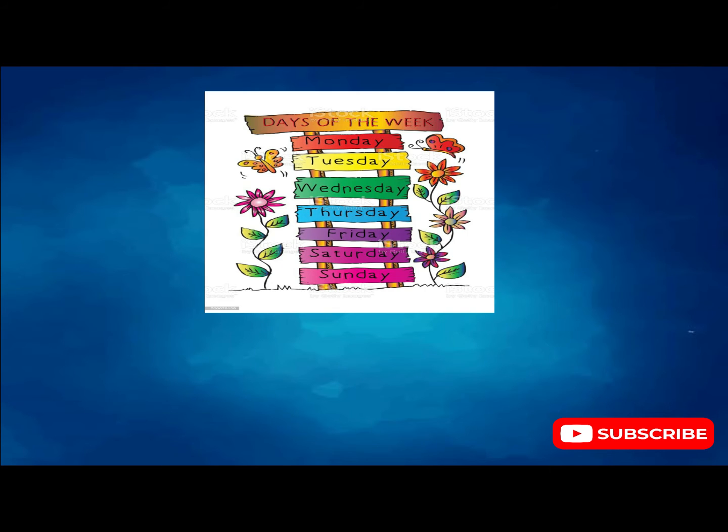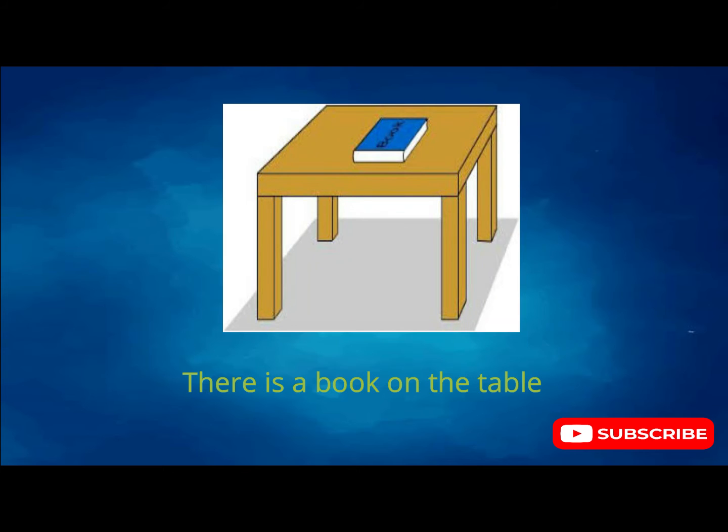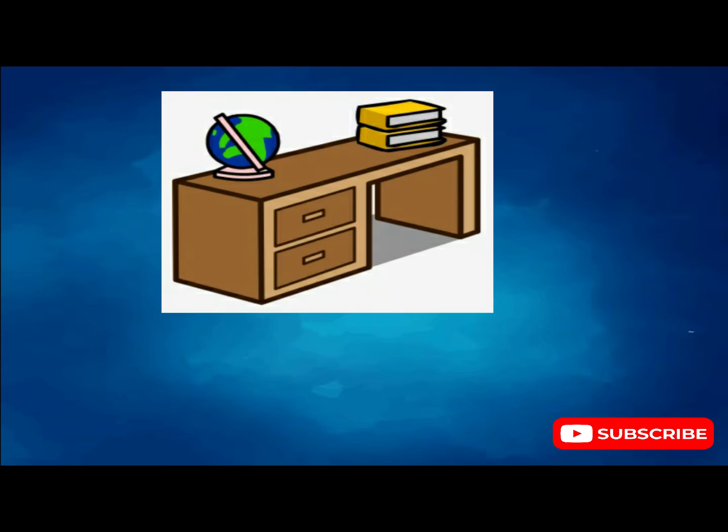So let's take a rule from the sentence. The rule is, when you talk about something plural, we say there are. But when you talk about something singular, we say there is. For example, there is a book on the table. But what if we have 2 books? Can I say there is? No, I will say there are 2 books on the table.